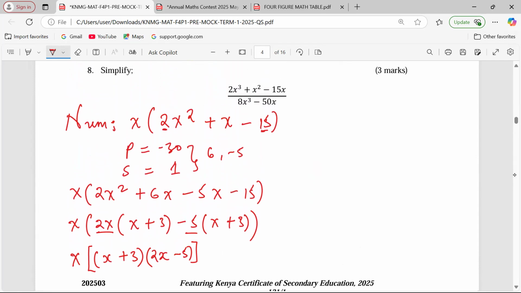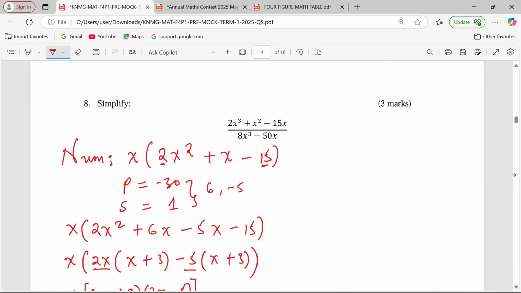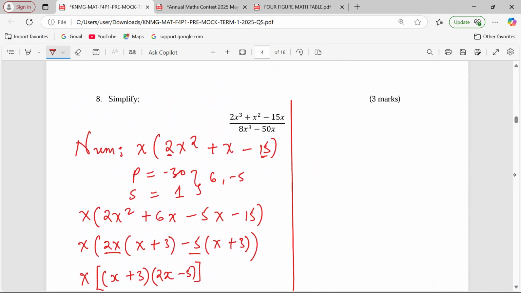Now we can check what the denominator has for us. From the denominator, we can factor out maybe 2x, so that will remain with 4x squared minus 25. Now, from inside the brackets, you can discover that we are having what you call a difference of two squares.